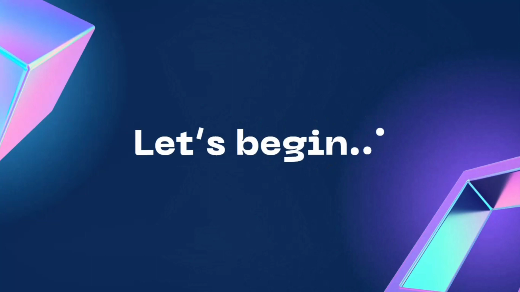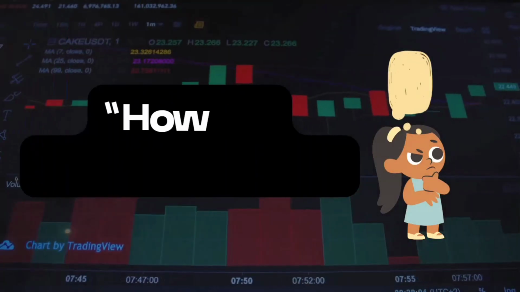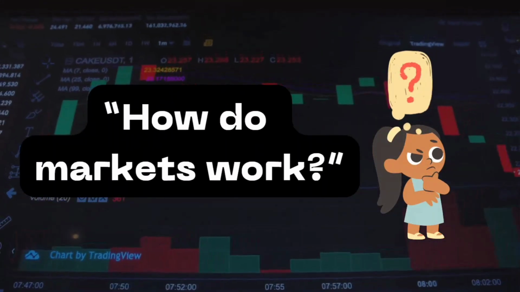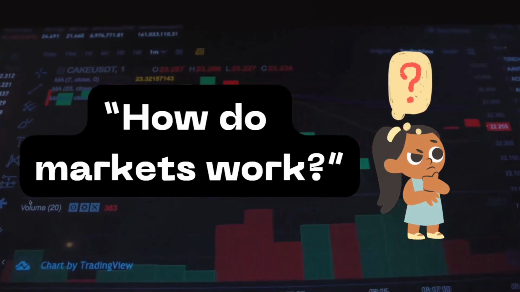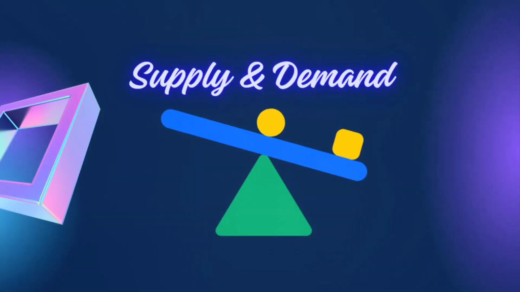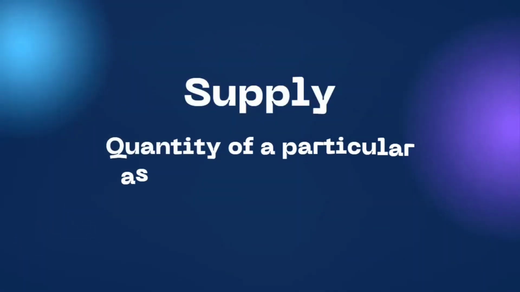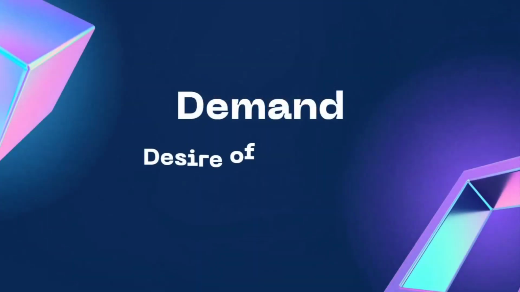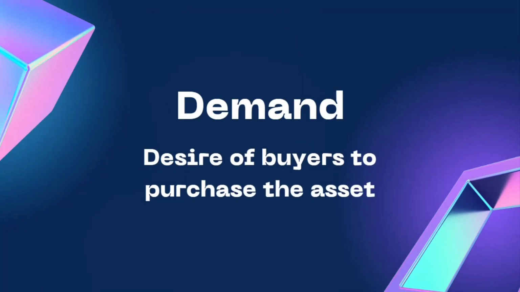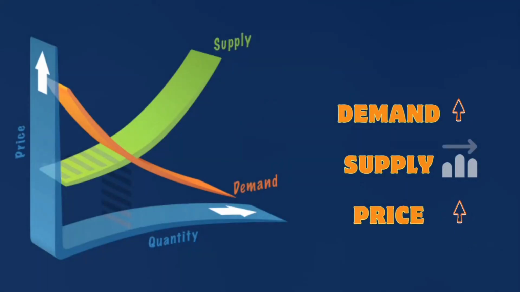Let's begin. You might have wondered, how do markets work? Why do prices of crypto and stocks go up and down? These questions can be answered in just two simple words: supply and demand. Supply represents the quantity of a particular asset available in the market, while demand signifies the desire of buyers to purchase it. When demand for an asset increases and the supply remains constant or decreases, the price tends to go up. Conversely, if demand decreases and the supply remains constant or increases, the price tends to go down.